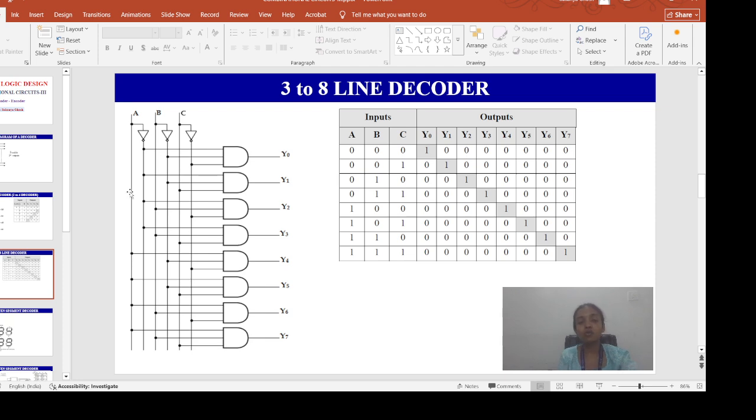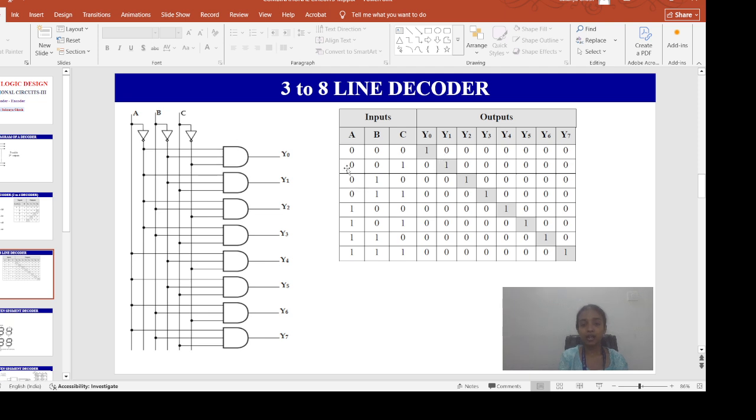So you have to first make 3 lines for your inputs. This is A line and this is A bar. This is B line, this is B bar. This is C line, C bar. So accordingly, depending on which output is active, we have to make the connections. So y0 means A bar into B bar into C bar. So take one input from A bar, one input from B bar, another input from C bar. So this is my y0.